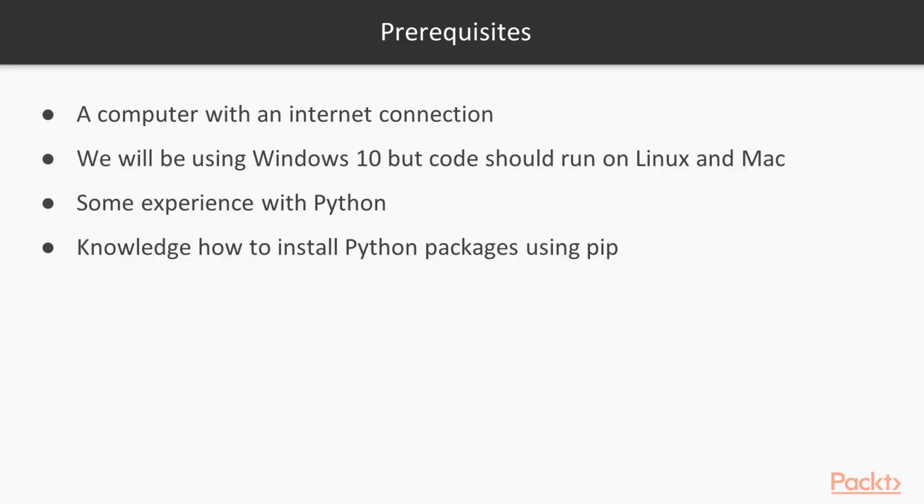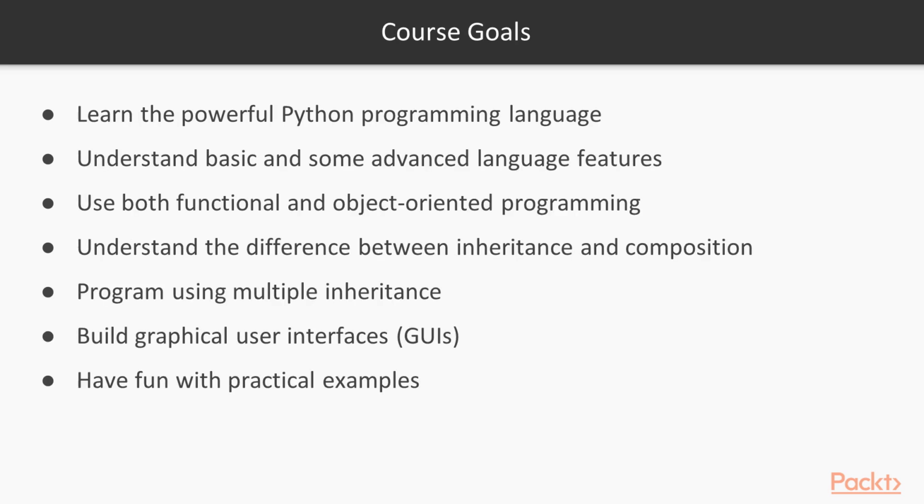So what you need for this course is a computer with an internet connection, of course. We'll be using Windows 10, but the code should run on Linux and Mac and everywhere because it's Python. It would be good to have some experience with Python and also a little bit of knowledge how to use pip to install extra packages.